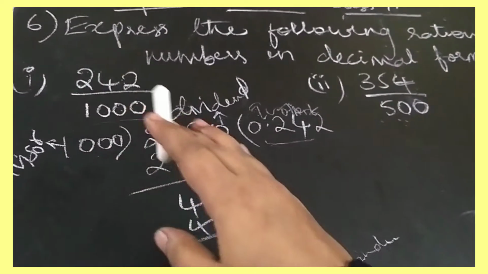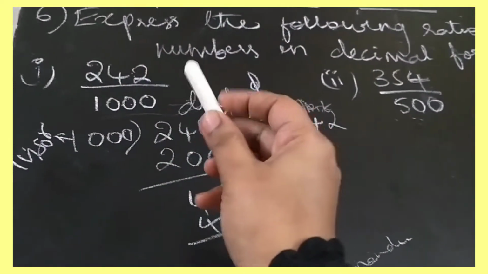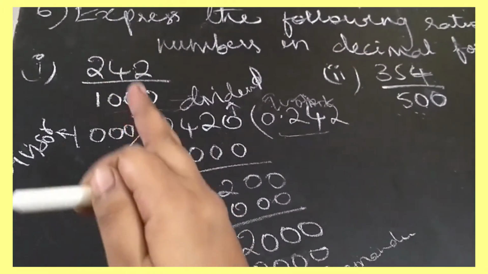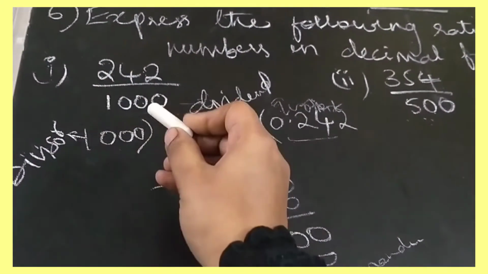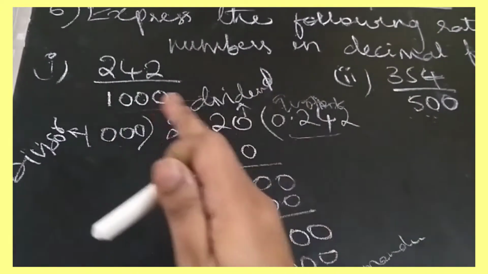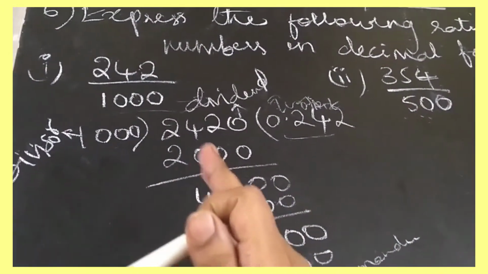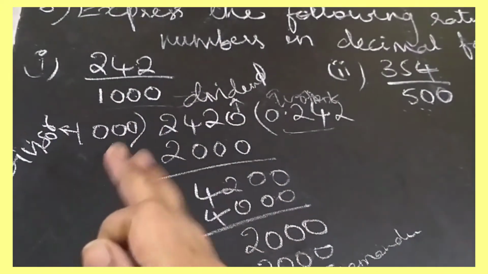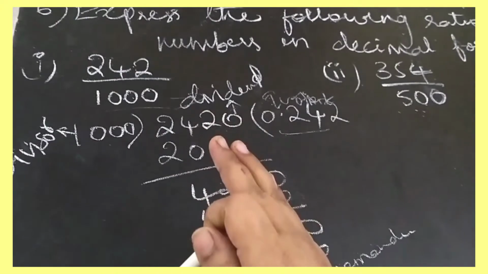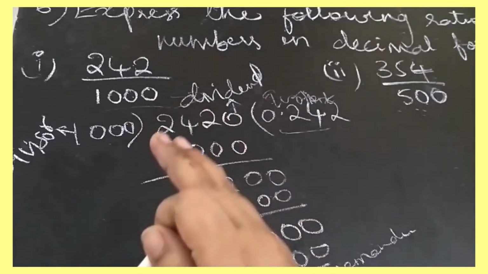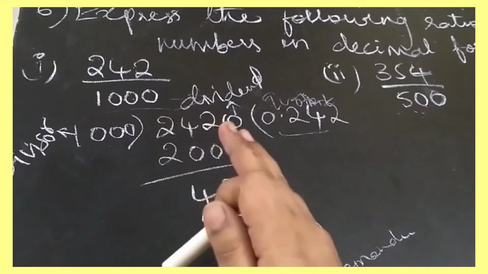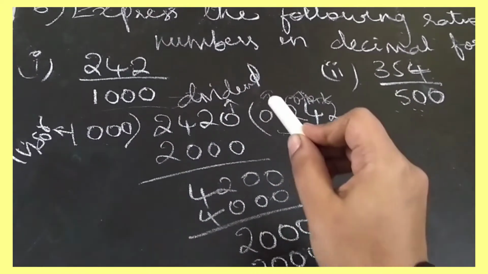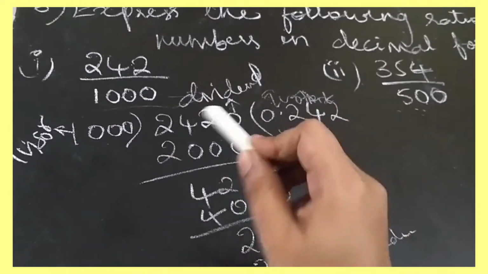So here what you have to do, you have to take the numerator and write this numerator as dividend, then write this denominator as divisor. Take this 1000 here and this 242 here. How many times does 242 go in 1000? It doesn't go. So you have to make this 242 as 2420, by writing 0 point here. If we are taking 0 point here, you can take one more 0.